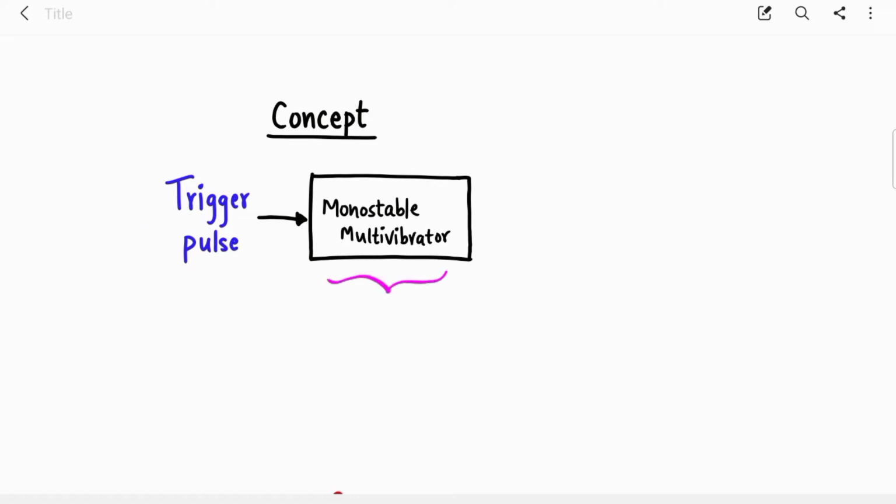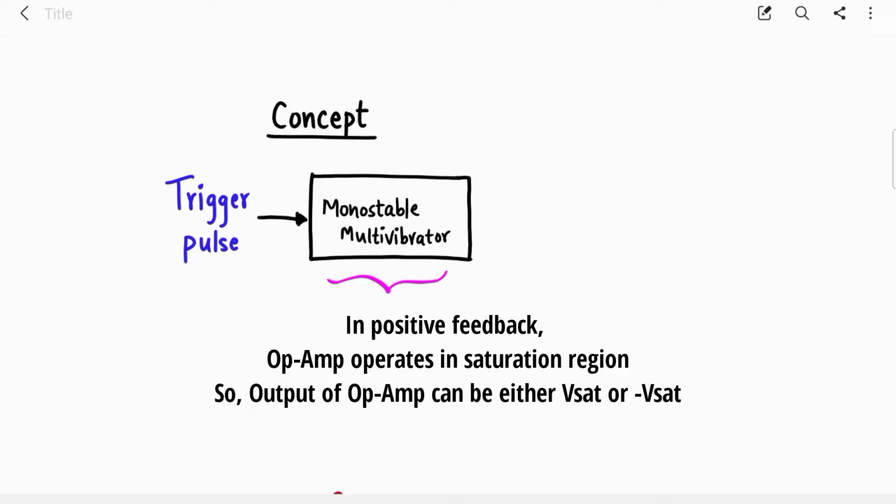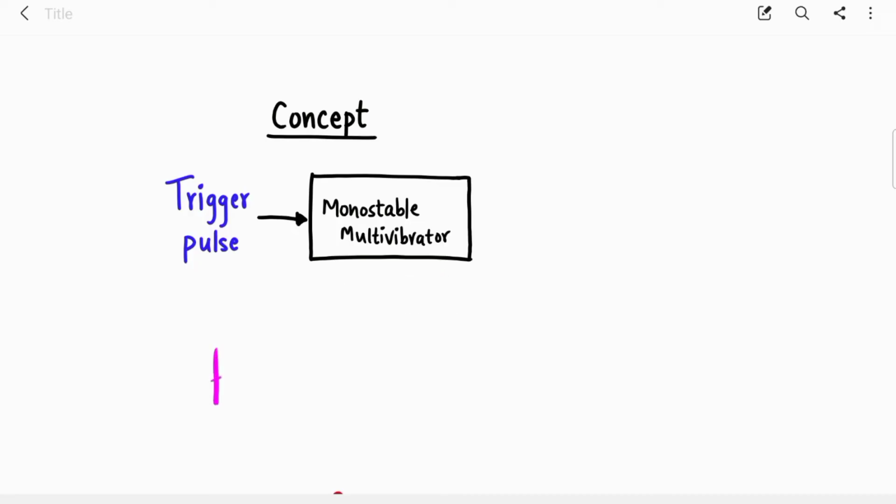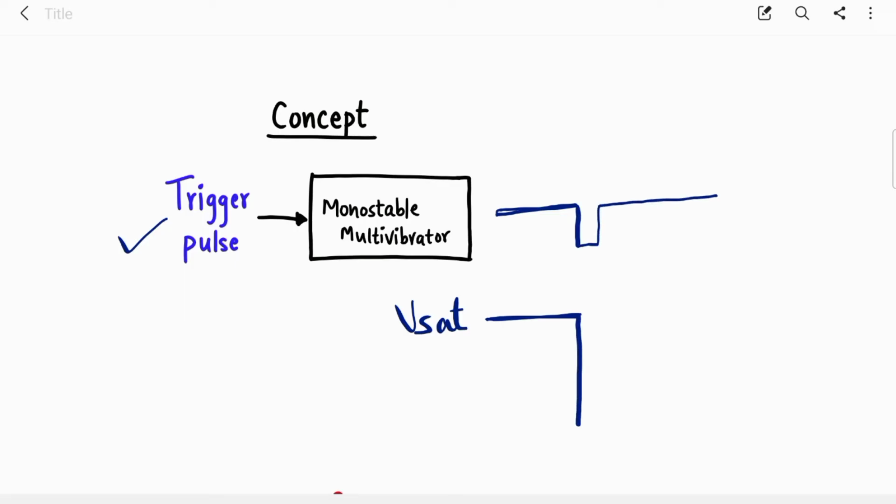Now this circuit has positive feedback. So when you give positive feedback to your circuit, there are only two possibilities of output, Vsat or minus Vsat. Okay. So what is stable state over here? Stable state is high, means Vsat. Okay. So the output of circuit is in stable state, means is in plus Vsat. And when you apply trigger pulse, I applied trigger pulse over here, then at this point it will change its state and it will go to minus Vsat.